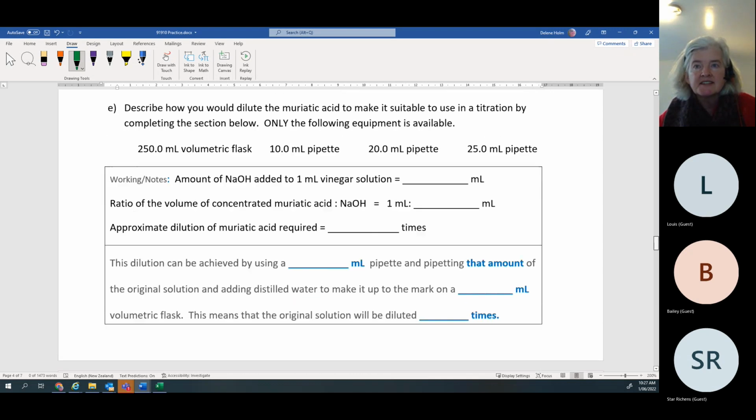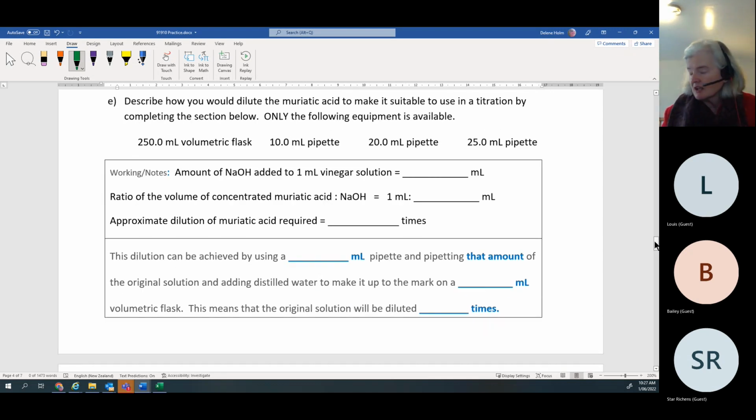And so you would fill in exactly the same amount here. So you might have, for instance, amount of sodium hydroxide added. You might have added, let's say, I'm guessing now, okay? You might have added, say, 8.2 milliliters, for example. Okay, so the ratio of the concentrated acid to the sodium hydroxide is 1 ml of acid to about 8.2 milliliters of, or that shouldn't have been vinegar, that should have been the HCl.